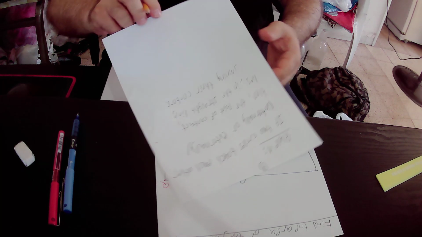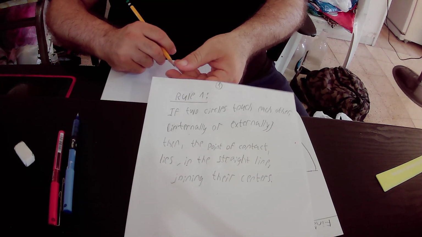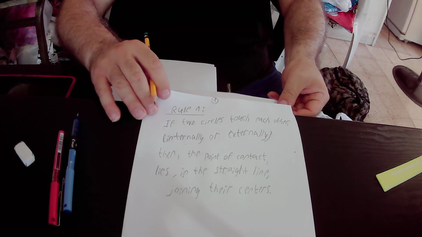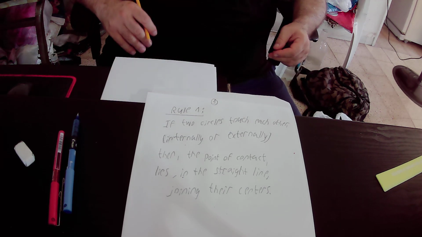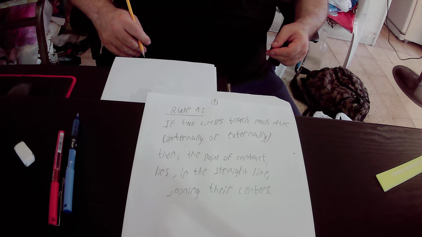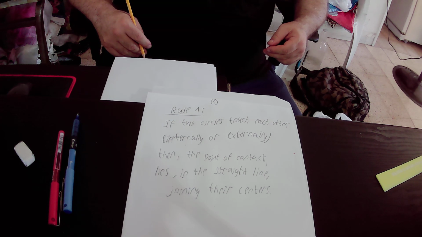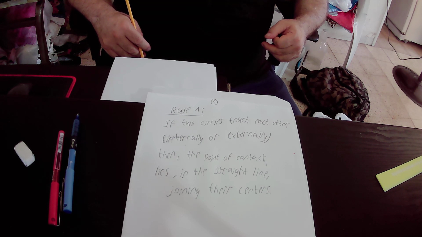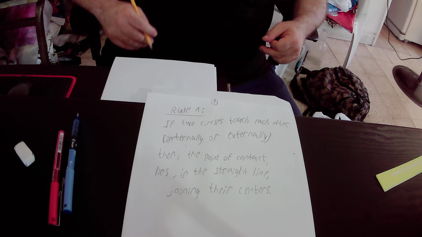Okay, now I will read again rule number 1. According to rule number 1, if two circles touch each other either internally or externally, then the point of contact lies in the straight line joining their centers. Now I will explain the meaning of rule number 1.